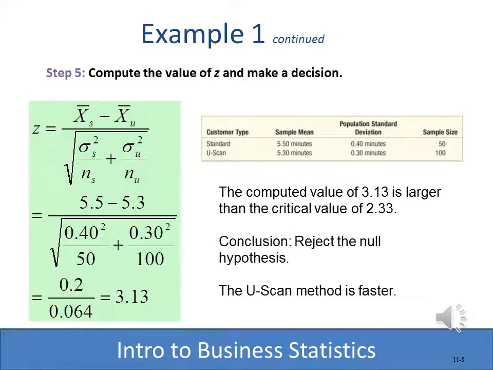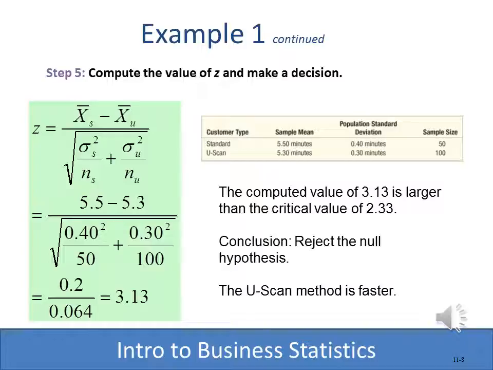All right, now we're actually ready to compute the z-value, and remember we use this formula when we're comparing the means of two different samples. We know the population standard deviation of each of these different populations. So we run through the calculations and we end up with a computed z of 3.13. So now we're going to compare that to our critical value.